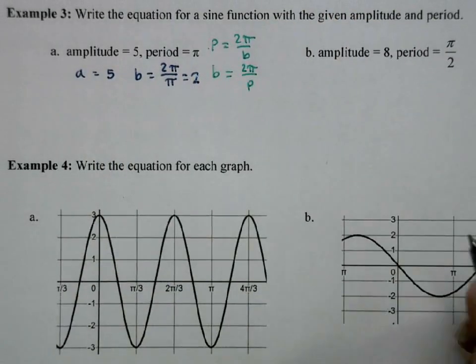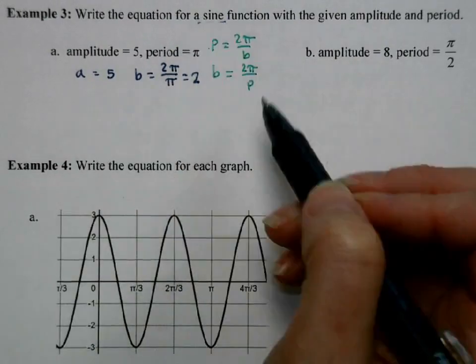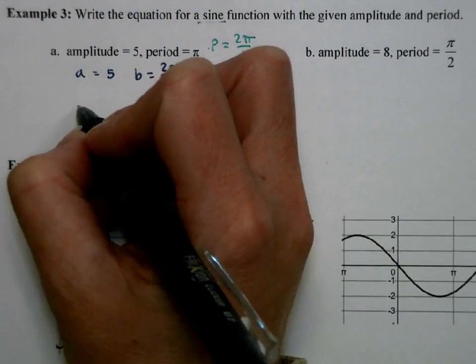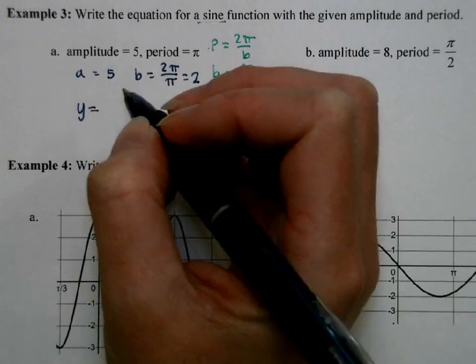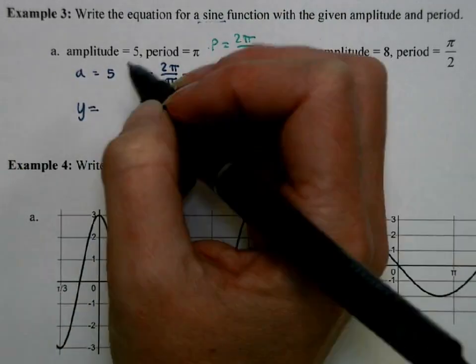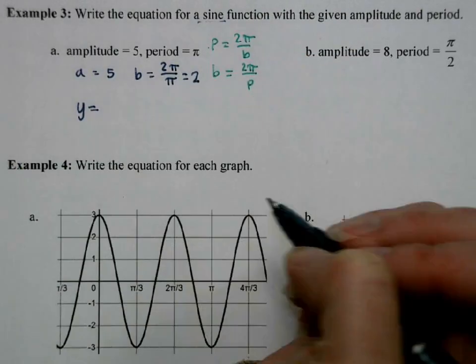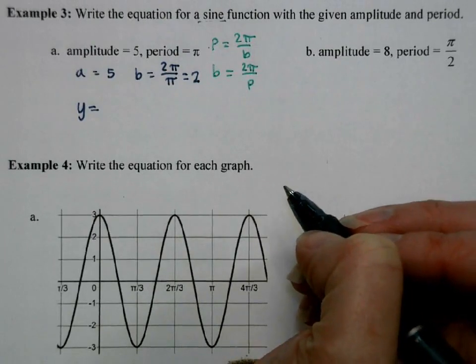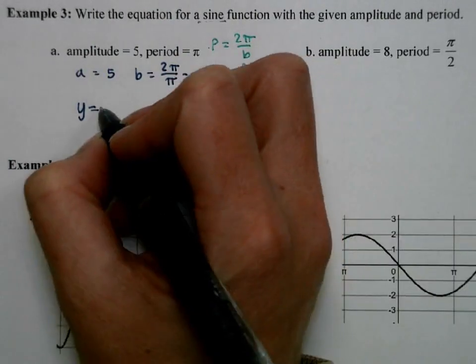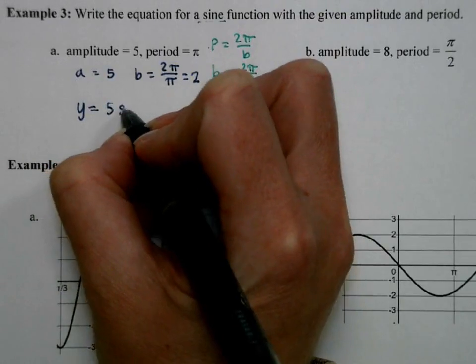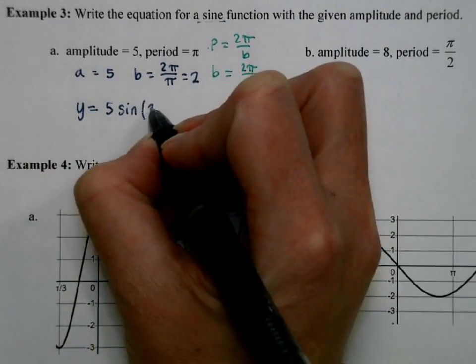So in my equation for sine, we're going to have y equals, or f of x equals, or g of x. And they don't give us a variable, so you can use x, you can use theta. I'm going to say y equals 5 sine, and then in parentheses, 2 theta, or 2x.